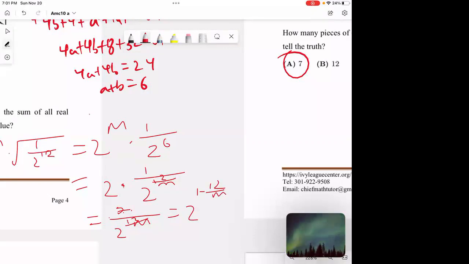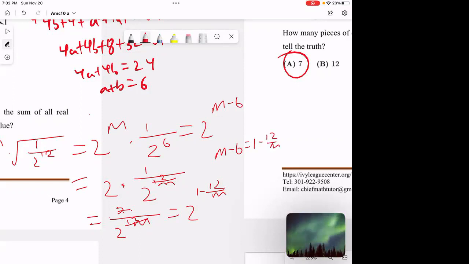So now, and this top one is equal to 2 to the power of m minus 6, right? Because when we divide a number by 2 to the 6, it's the same thing as subtracting 6 from the exponent, right? So m minus 6 equals 1 minus 12 over m.